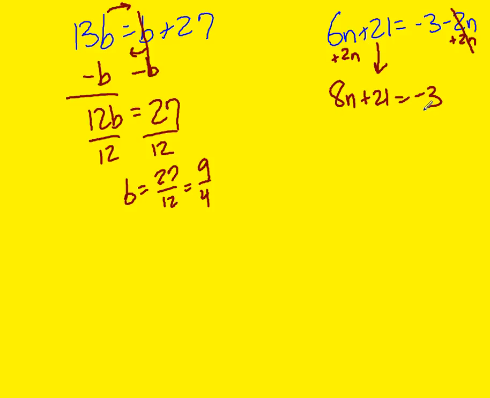From here, I'm solving just like I did in the last video. So I have 8n plus 21. I need to get rid of the plus 21 by subtracting it from both sides, leaving me 8n equals negative 24. Divide both sides by 8 to give me n equals negative 3.